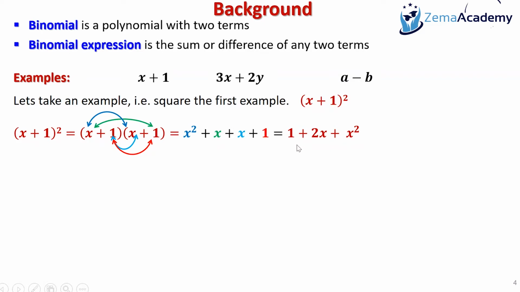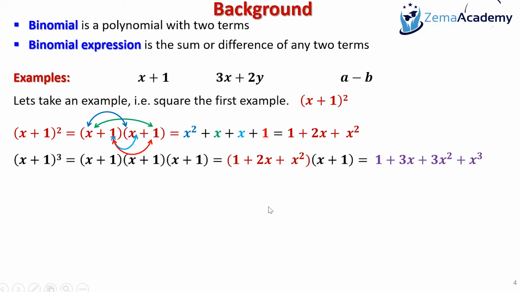And you can see I have rearranged it slightly differently now. Earlier, I was arranging it as x square plus 2x plus 1. But now I have rearranged it as 1 plus 2x plus x squared. So I am rearranging it with respect to the constant term first, and I'll come to this in the later slides.